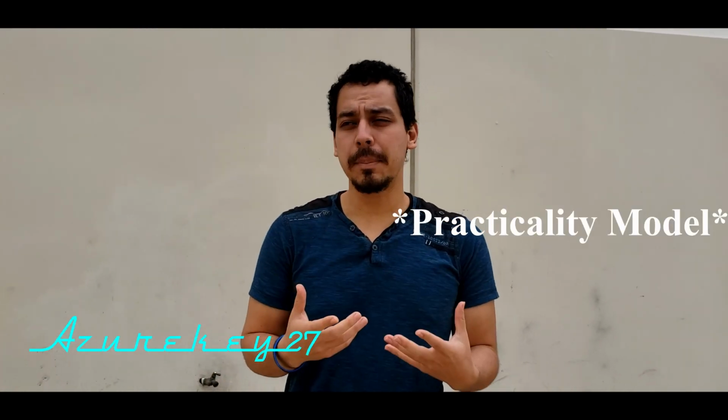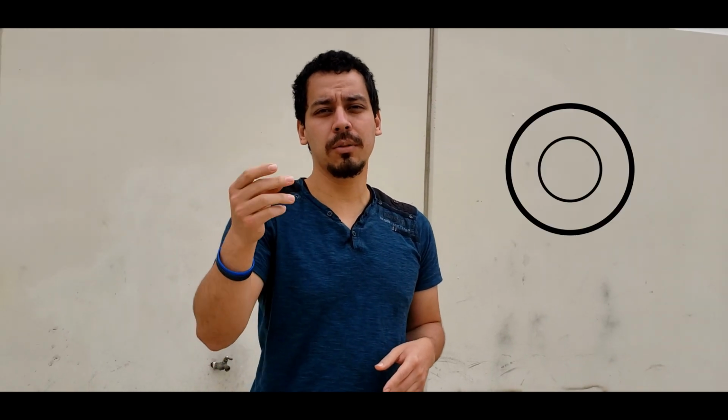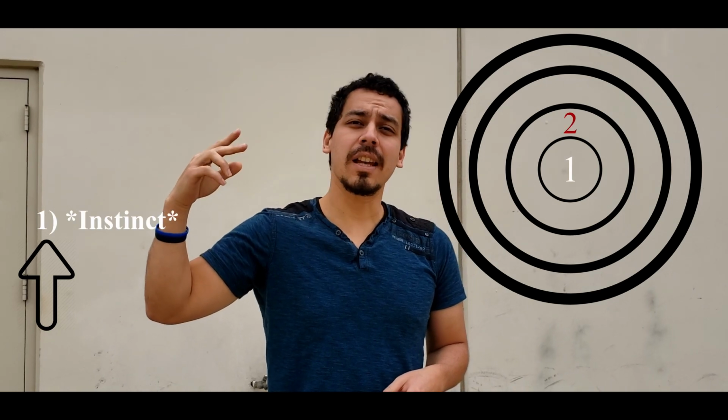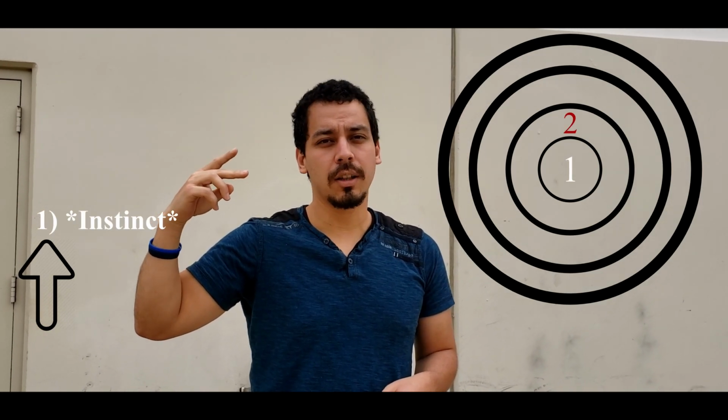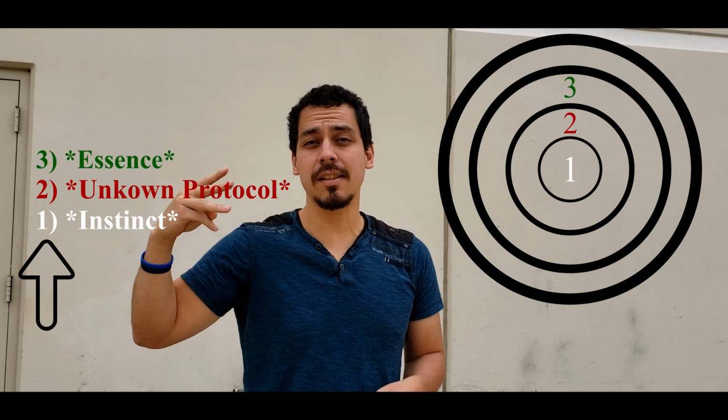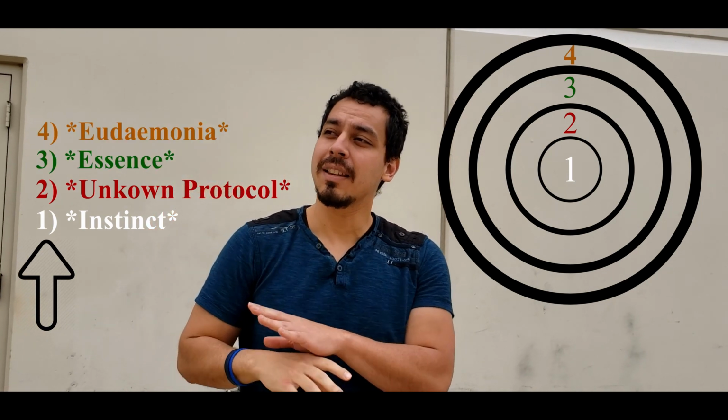So in my practicality system, I came up with a practicality model. It's something I came up with, I think, around October 2018. In this model, it has 4 stages: 1, 2, 3, 4. The first of these stages is instinct. The second is something I call unknown protocol. The third is essence, and the fourth one is eudaimonia. Then there's a 5th level that doesn't really have a limit, which I will explain later on. This is the level of realm of narratives.